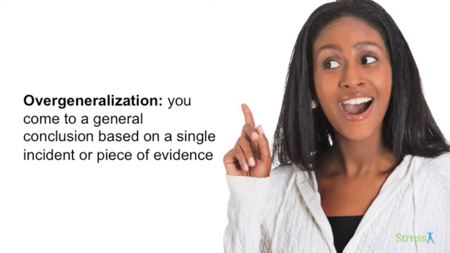Overgeneralization. You come to a general conclusion based on a single incident or piece of evidence. If something bad happens once, you expect it to happen over and over again. Always and never are cues that this style of thinking is being utilized. This distortion can lead to a restricted life as you avoid future failures based on the single incident or event.